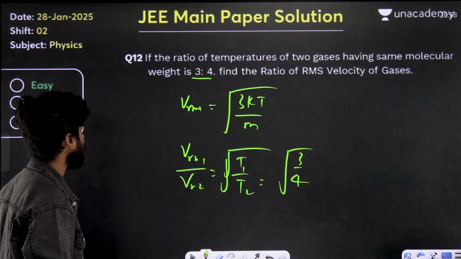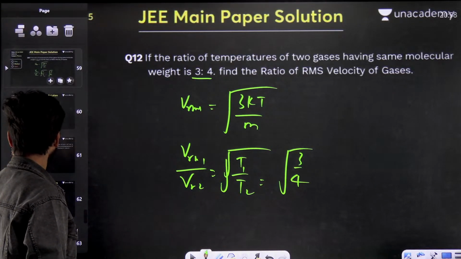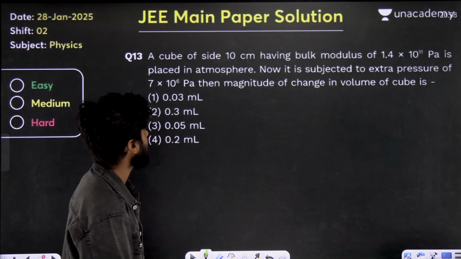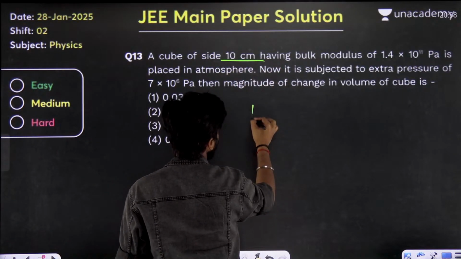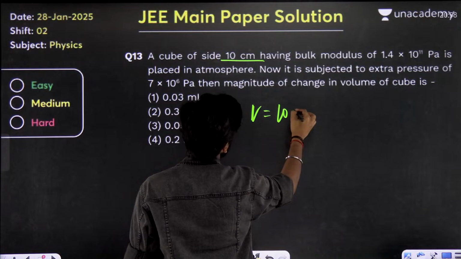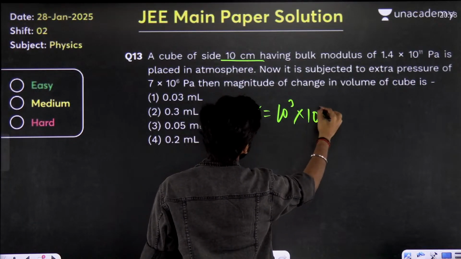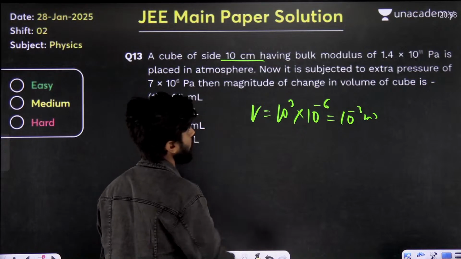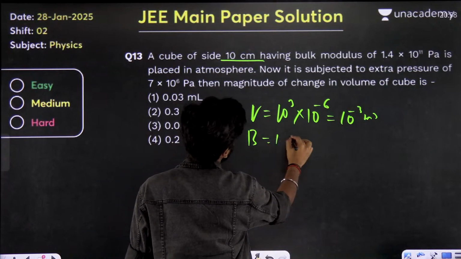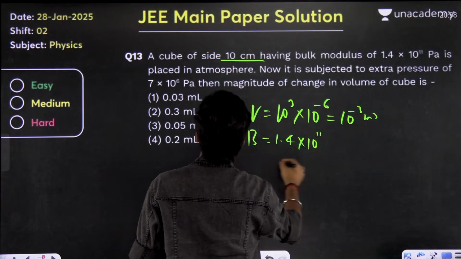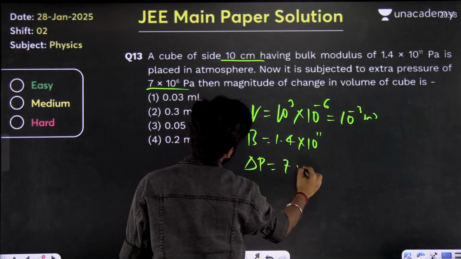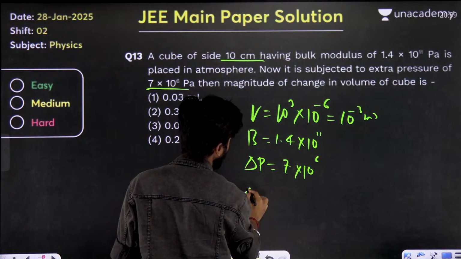Then next question. What the question is saying: cube of side this, bulk modulus is, so side is 10 centimeter cube, which means we can write the volume is equal to what? 10 cube into 10 centimeter means 10 to the power minus 6, so it is 10 to the power minus 3 meter cube. Okay, this is in meter cube. Bulk modulus B is equal to 1.4 into 10 to the power 11. Change in pressure, delta P, is equal to 7 into 10 to the power 6. What we have to find? Change in volume, delta V, we have to find out.